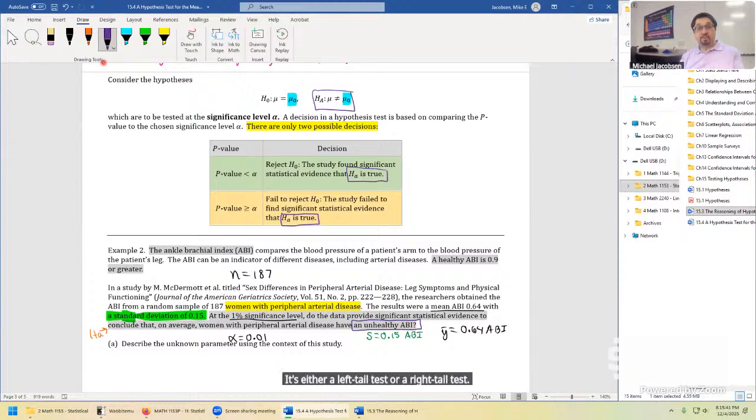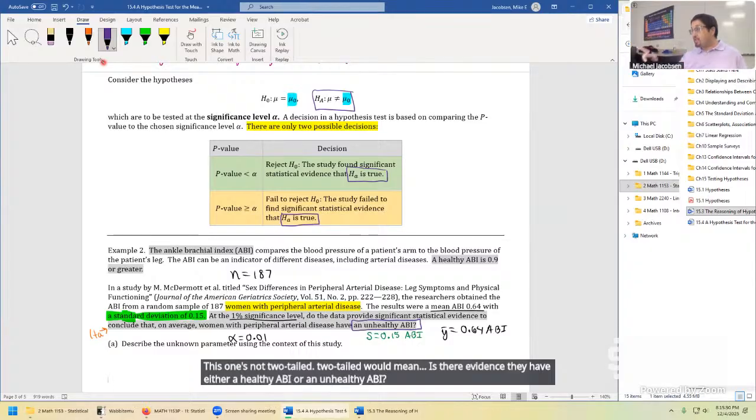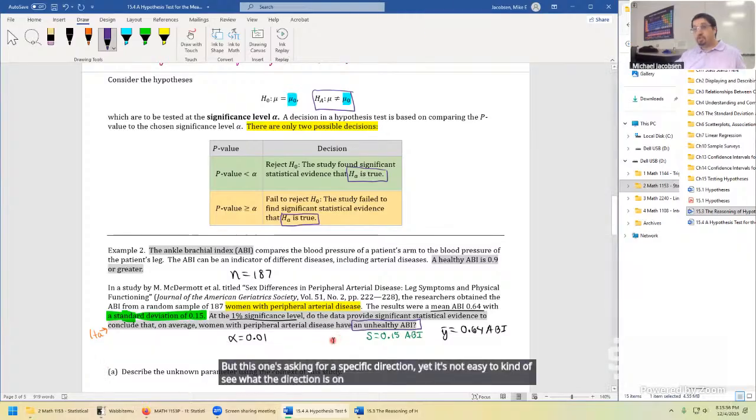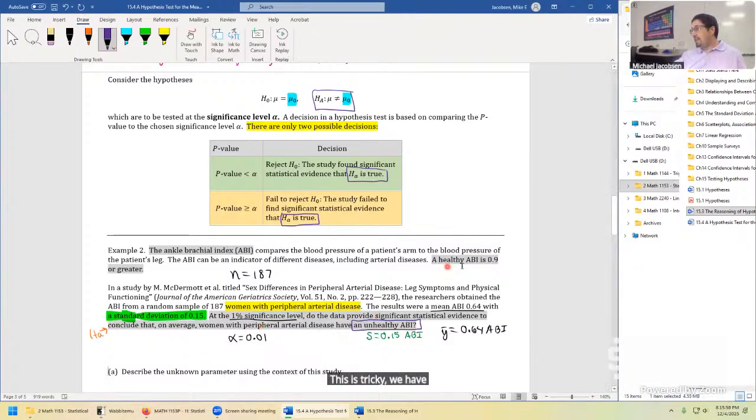This one's not two-tailed. Two-tailed would mean, is there evidence that they have either a healthy ABI or an unhealthy ABI? But this one's asking for a specific direction, yet it's not easy to see what the direction is on this one. This is tricky. We have to use the context. A healthy ABI is 0.09 or greater. So when they say an unhealthy ABI, they're saying less than 0.09. That means this is a less than statement. It's a left-tailed test. So unhealthy is less than 0.09 because healthy is at 0.09 or greater, and we said unhealthy.